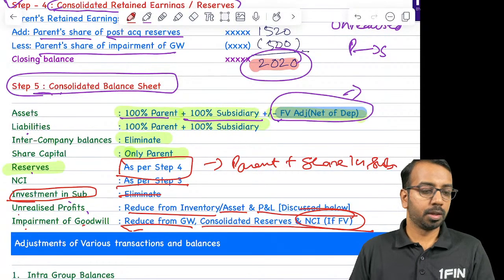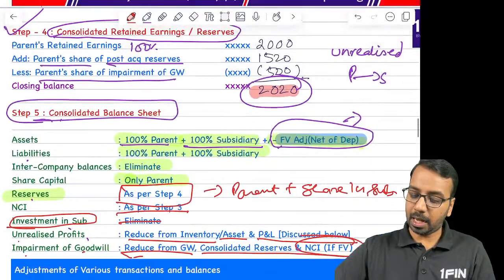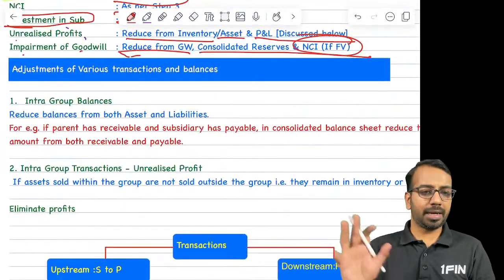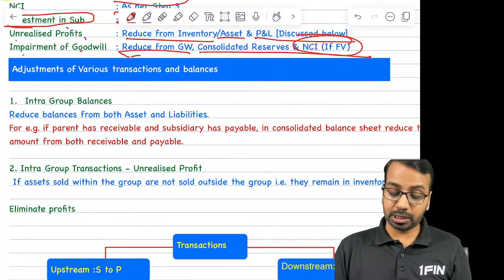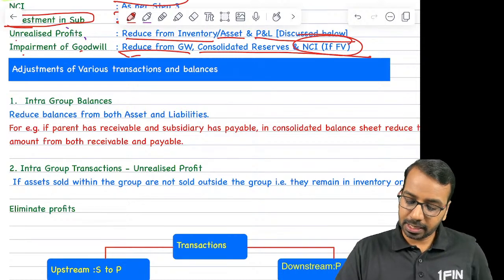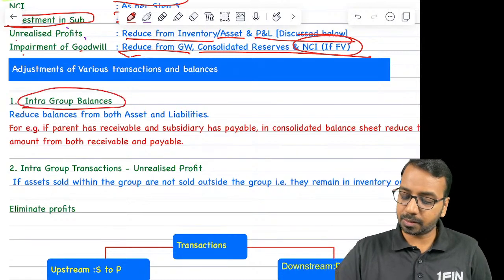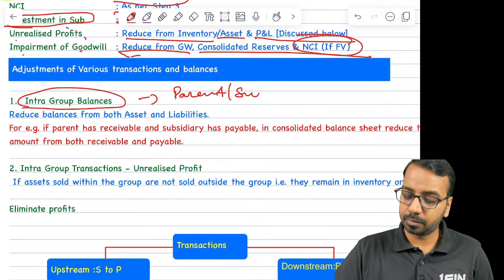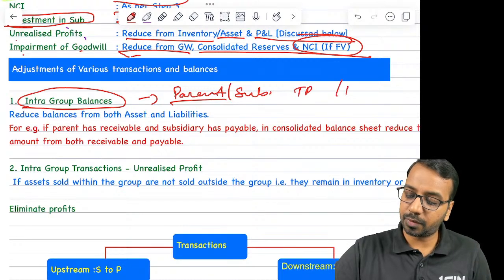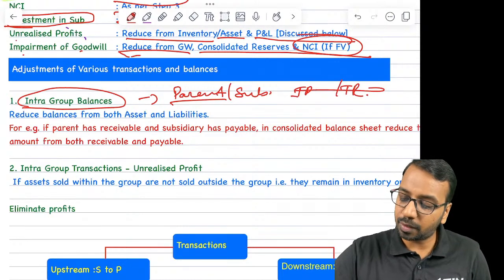Okay, no questions? Great. Now, after we are done with this, there are a few things that we have to keep in mind, and I'll quickly revise, and then we'll move to some critical questions which can help you in the examination. First is intra-group balances, meaning balances between parent and subsidiary. Let us say in the parent there is a trade payable, and for the subsidiary there is a trade receivable. This you have to knock off.